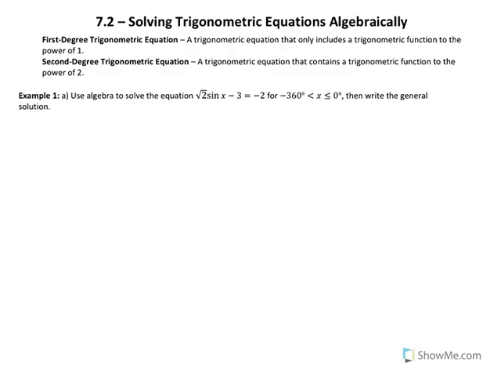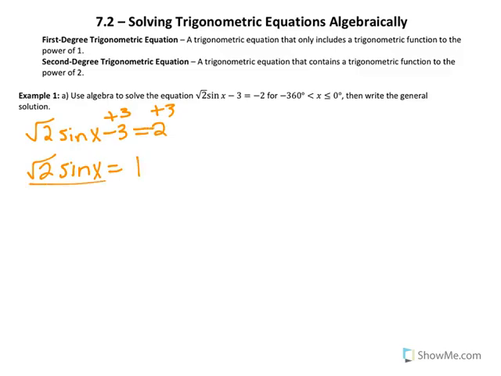So first of all, let's start with the equation. We are going to isolate, so we're going to add 3. So we have root 2 sine x equals, this is a negative 2, so it'd be 1. And then we're going to divide by root 2. So we know sine of x equals 1 over root 2.